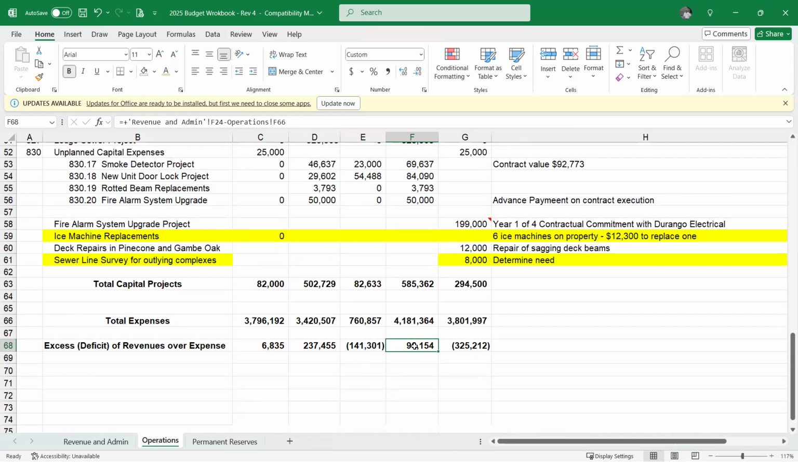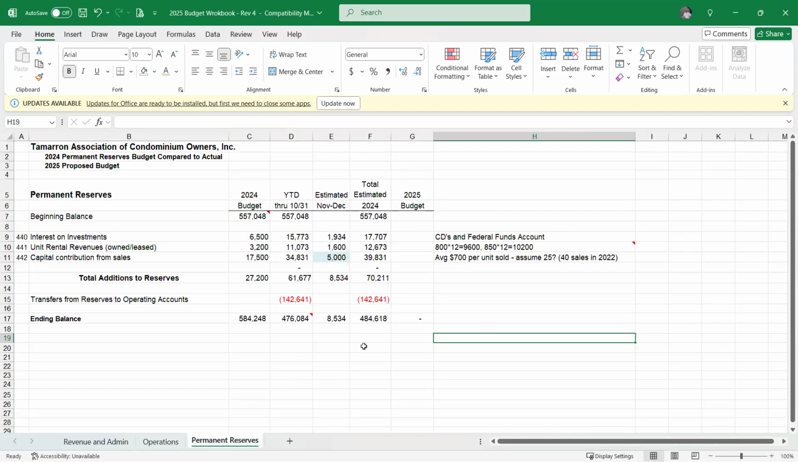I projected that at the end of 2024, we would have somewhere around $250,000 in our reserves. Anybody remember that? Yeah, I said it. Okay, look where we're going to be on reserves at the end of the year. I can't see it. How much is it? $485,000.